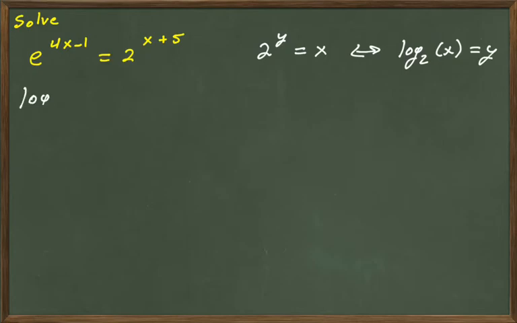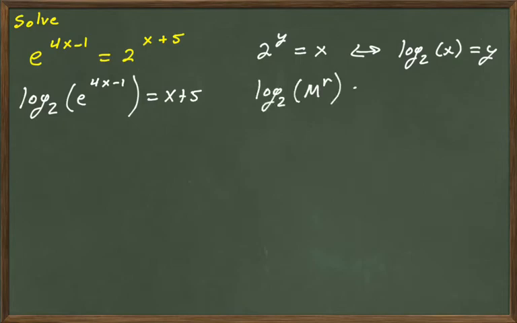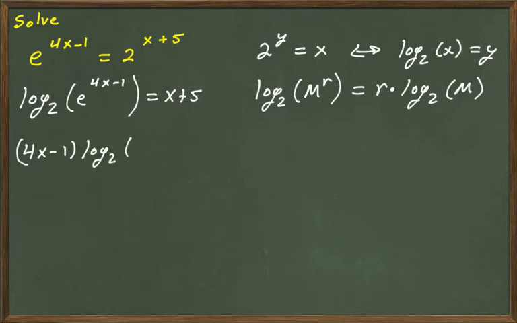So this one's going to be a little bit more work. We're going to have log base 2 of e to the 4x minus 1, and that's going to be equal to the exponent on the 2, which is x plus 5. We're going to employ the power rule here. So log base 2 of m to the r is equal to r times log base 2 of m. So the exponent becomes a factor. The exponent is 4x minus 1, that becomes a factor of log base 2 of e, and that's going to be equal to x plus 5.